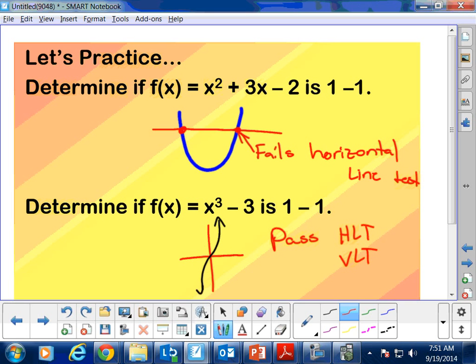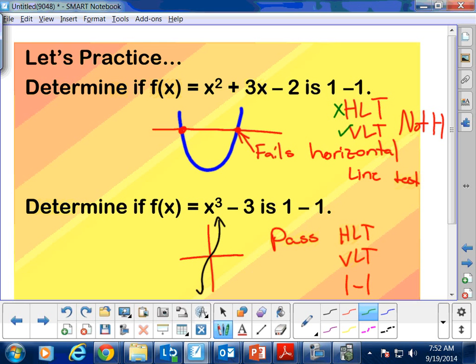This one does pass, so horizontal line test passes, vertical line test it does not. Does not pass the horizontal line test. So it's not one-to-one. So we're probably going to write that down. Not one-to-one. And this one is one-to-one.